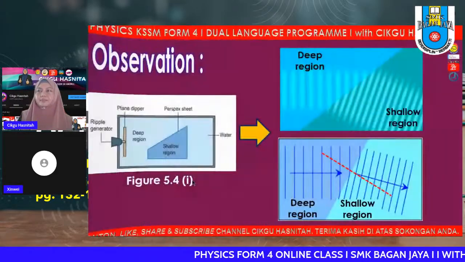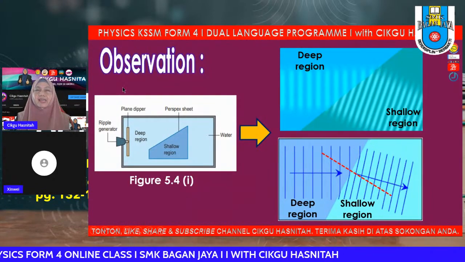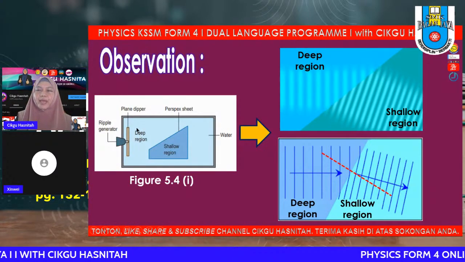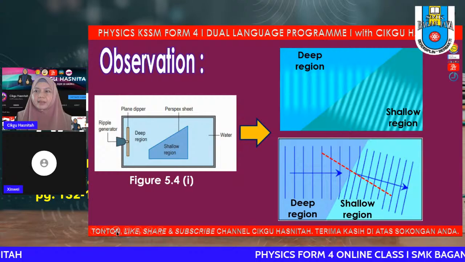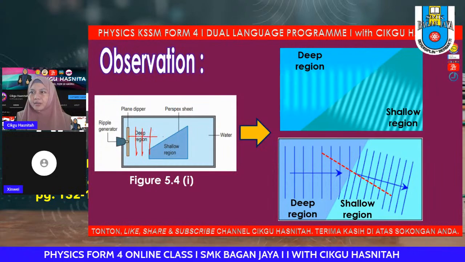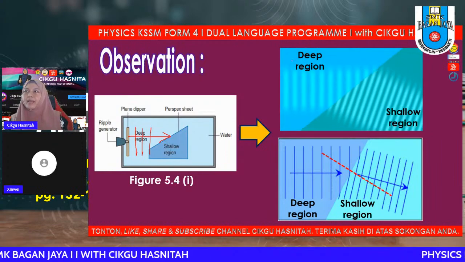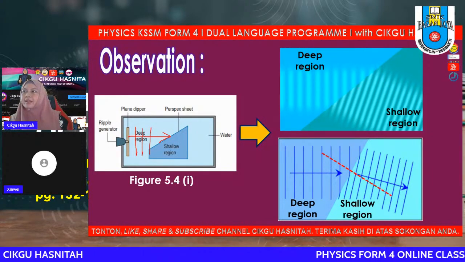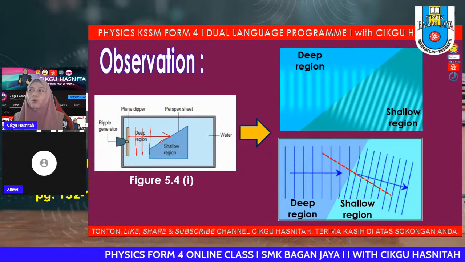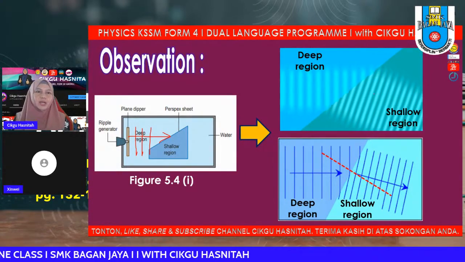Okay, then this is the observation you are going to see if you did this experiment for figure 5.4, where the water wave travels from the deep region entering the shallow region. This is how the water travels in the deep region. So it enters the shallow region, as shown in this animation. You can see clearly that the direction of propagation changes once it enters the shallow region. So this is the boundary between the deep and shallow region.